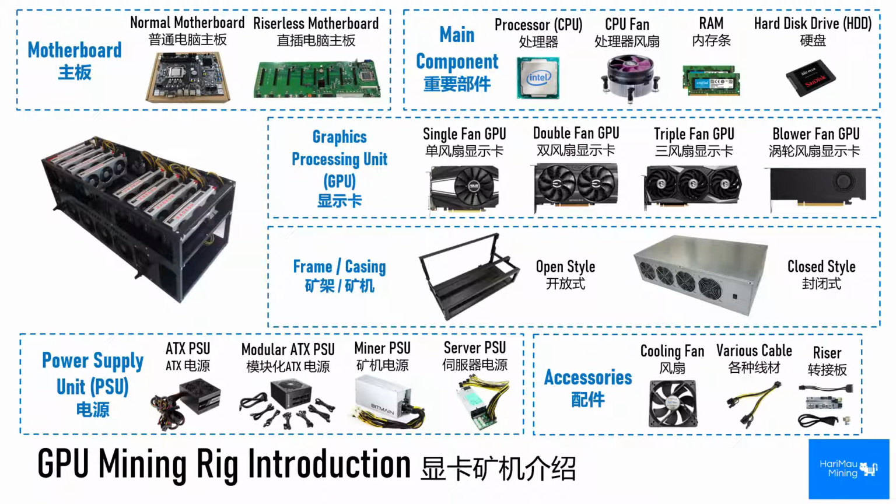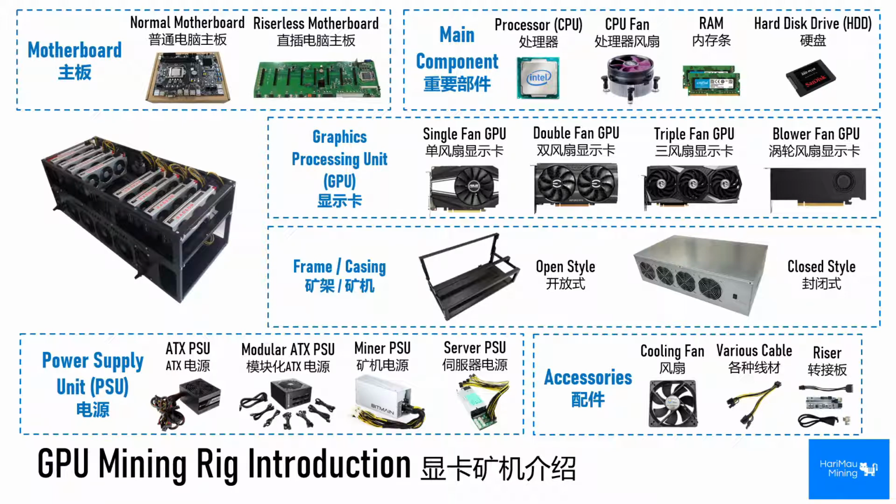Accessory is very dependent on your environment. Some environments don't even need a cooling fan, so this is the reason why we put the cooling fan in accessories. And then we also have various cables, like splitter cables for 8 pin, and then we also have splitter cable for 6 pin. This is what we call various cable.